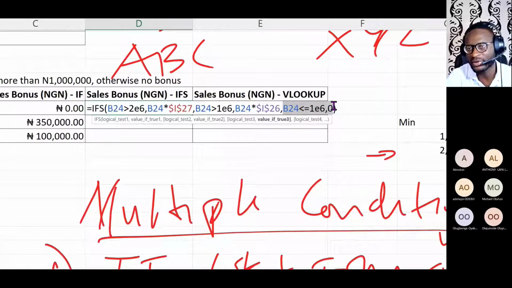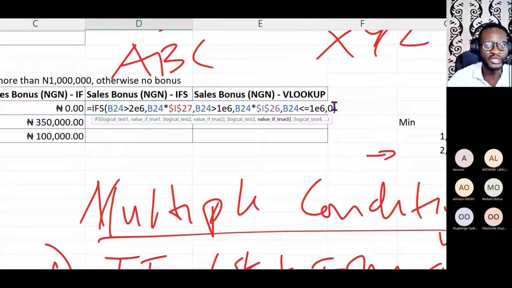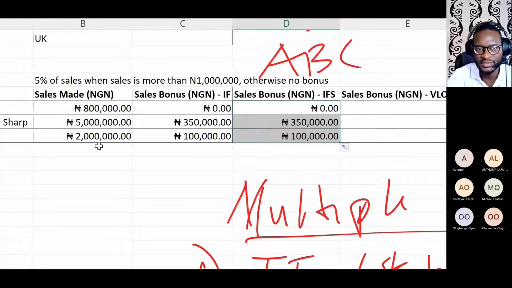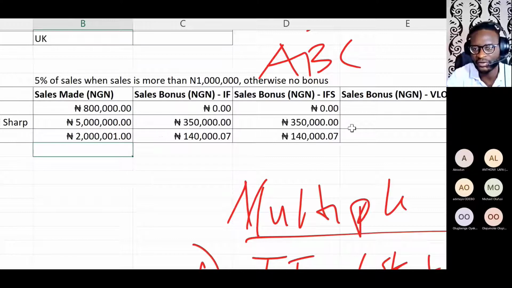So that's the nice thing about the ifs. It's easy to read. It's easy to even write. And we'll get the same answer. Okay, so let's drag it down. So it works the same way. If I come here and this person does 1 E6 above, you see, it's now getting the 7%.